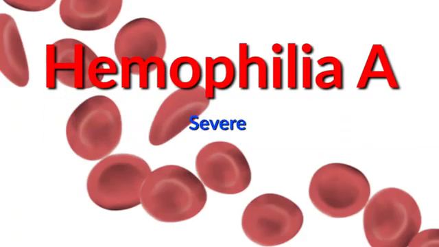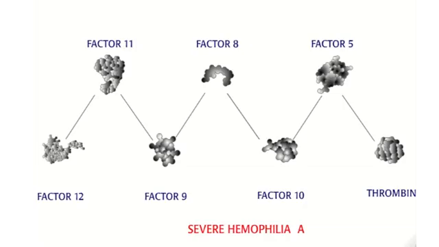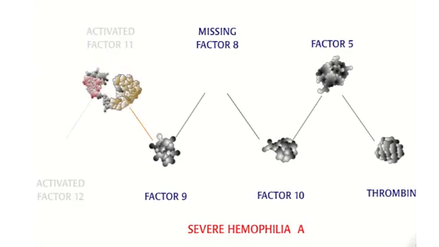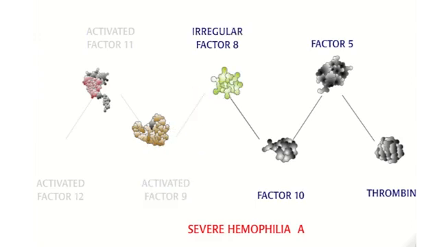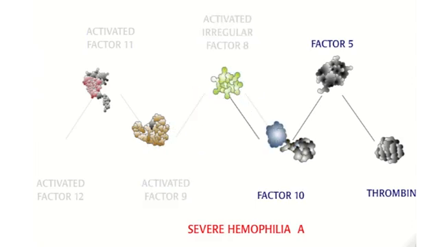Severe hemophilia A. In people with severe hemophilia A, factor 8 is usually absent, and the clotting cascade comes to a complete halt. Factor activity is less than 1% of normal. People with severe hemophilia A bleed spontaneously and can bleed for days after minor injuries.